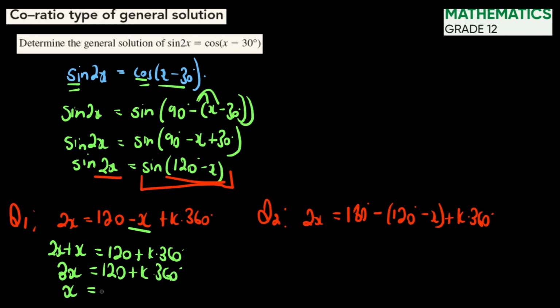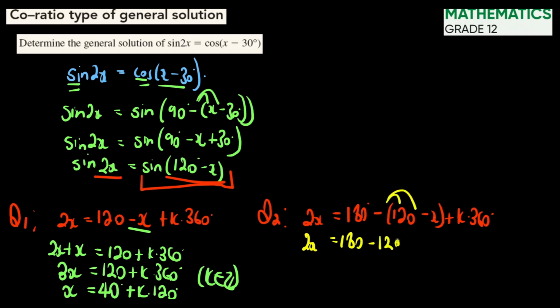Divide everything by 3, it will be x equals 40 degrees plus k times 120, because everything is divided by 3. 120 divided by 3 will give you 40, 360 divided by 3 will give you 120. And we mentioned that k is an element of Z, or integers. Our second solution will be 2x equals 180 minus, negative multiplied outside, 120 degrees plus x plus k times 360. And then we have to group the x's. There's 2x on this side and there's an x there. If we take this x and bring it to this side, on the left hand side it will be 2x minus x, which is x. Then we have 180 minus 120, which will give us 60 degrees plus k times 360 degrees. And in that way, we would have found our two solutions.